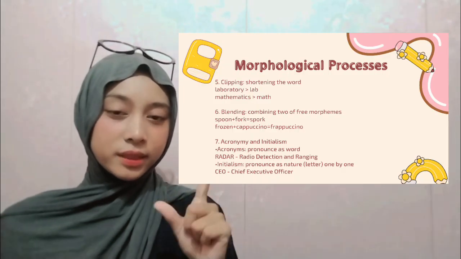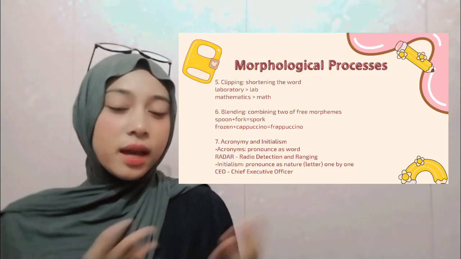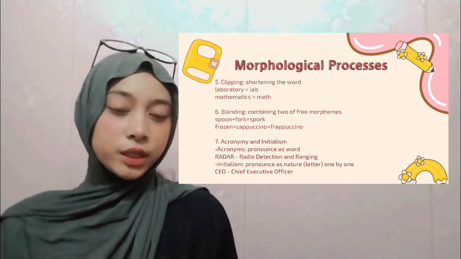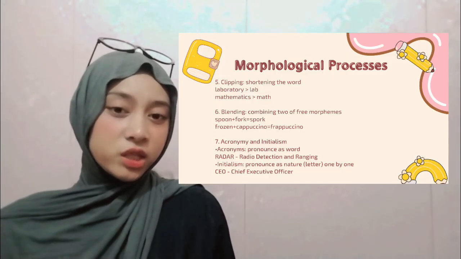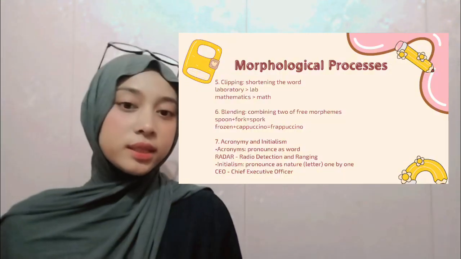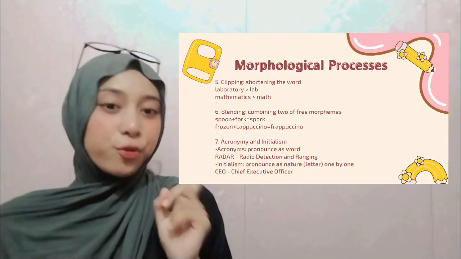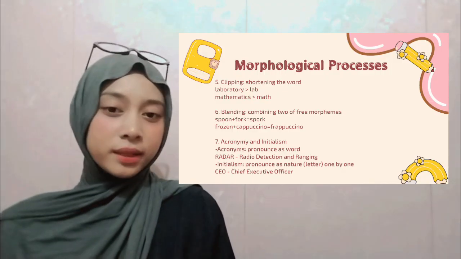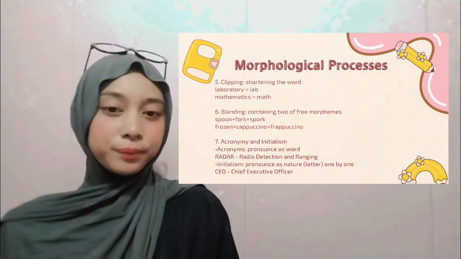The seventh is acronyms and initialisms. Acronyms are pronounced as words, for example, radar, from radio detection and ranging. Meanwhile, initialisms are pronounced as letters, which means one by one. For example, CEO, Chief Executive Officer.